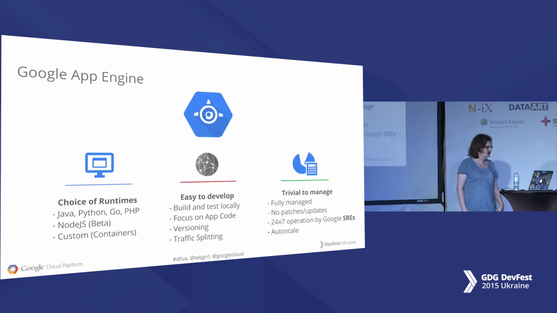We do all of the management, we do all of the patching and upgrading of the system. It's supported 24/7 by Google SREs, site reliability engineers. And it has best-of-breed autoscale. This thing can autoscale. This is why Snapchat and people like that use it. And Snapchat are massive on App Engine, really massive.